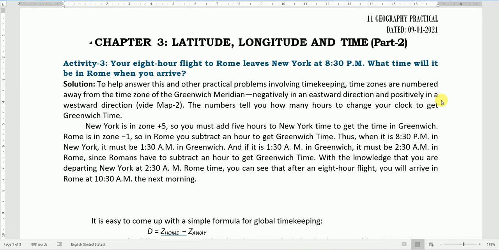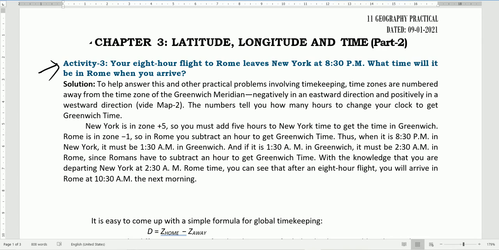Hello everyone. Today we shall learn the second part of Chapter 3, Latitude, Longitude and Time, of your NCERT textbook Practical Work in Geography Part 1. So we shall start with an activity. Here we have Activity 3. In the previous lesson we conducted two activities about the calculation of local time. So this is the third one. So here is the activity.